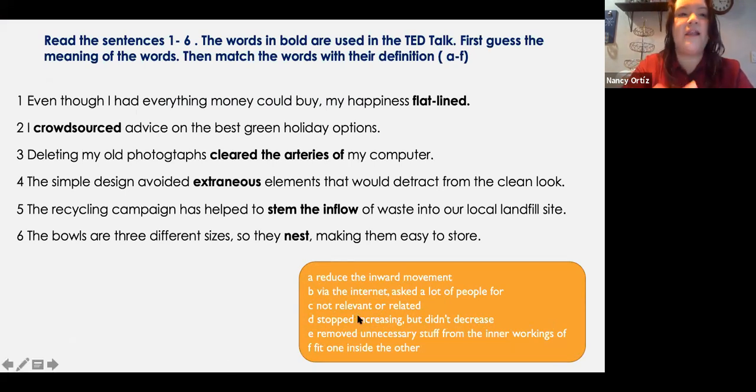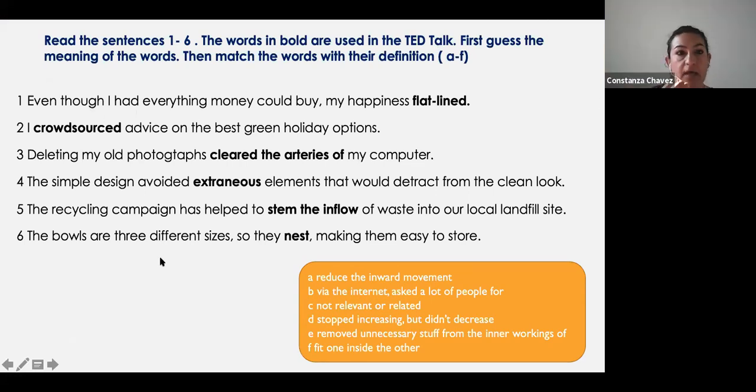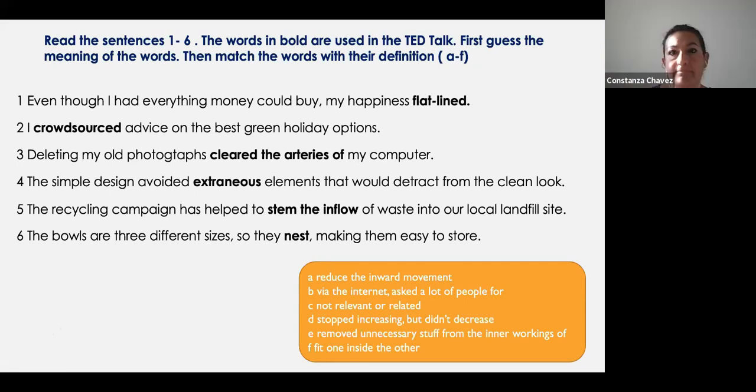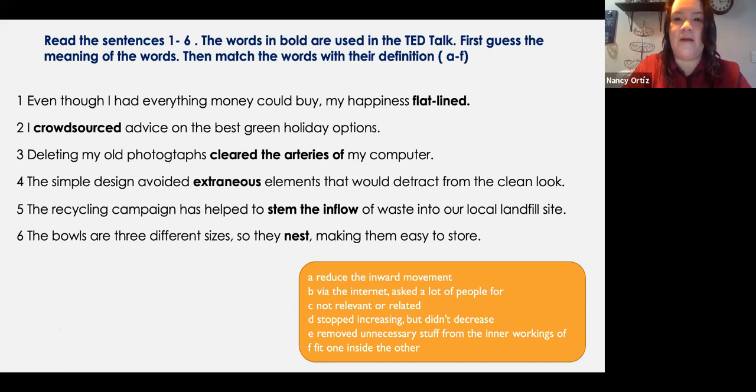Okay, Constanza, can you please read the first one, please? Even though I had everything money could buy, my happiness flatlined. It means stopped increasing but didn't decrease. Okay. Do you guys agree? Is it the correct one? Okay. All right. Very good. Any other answer? Correct.